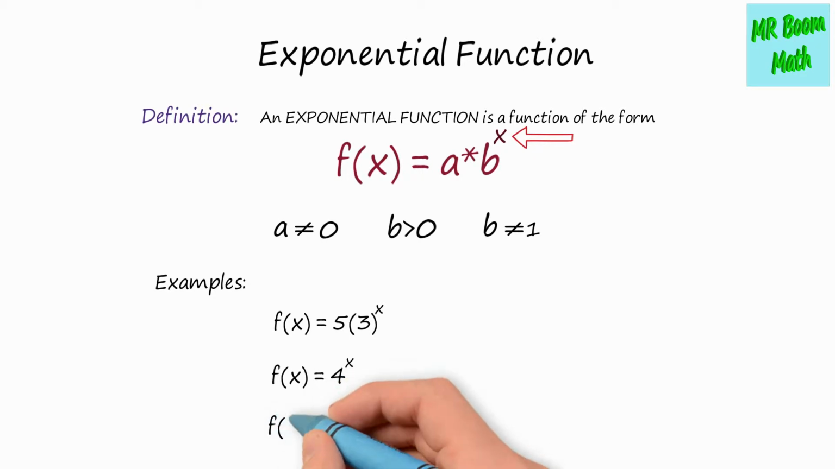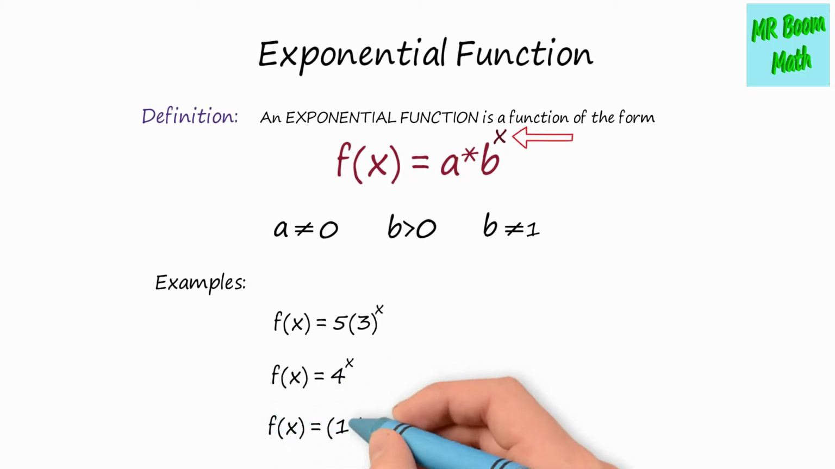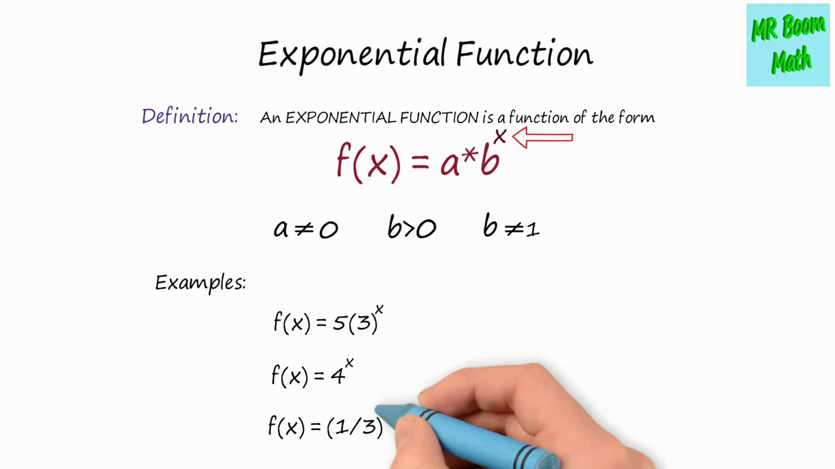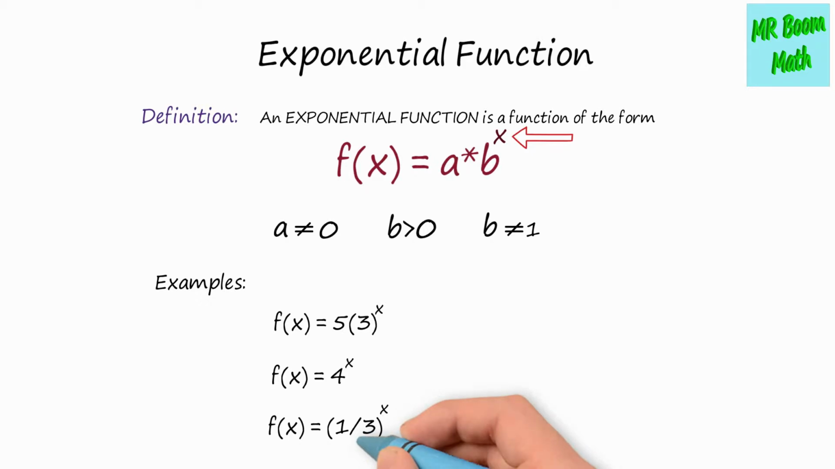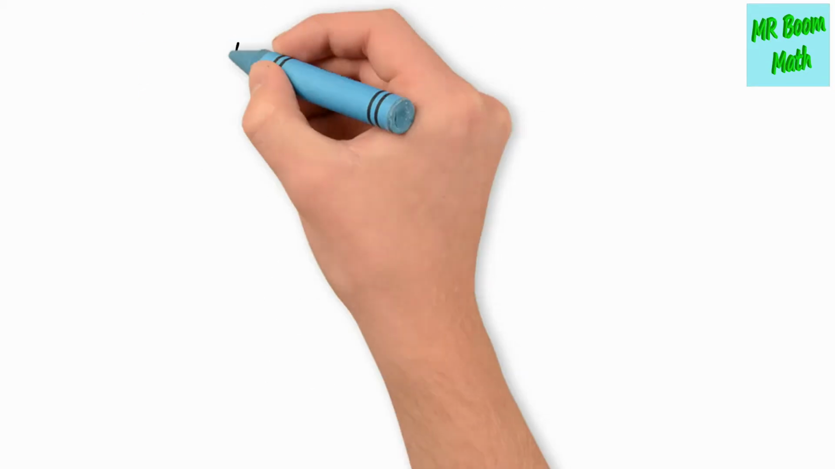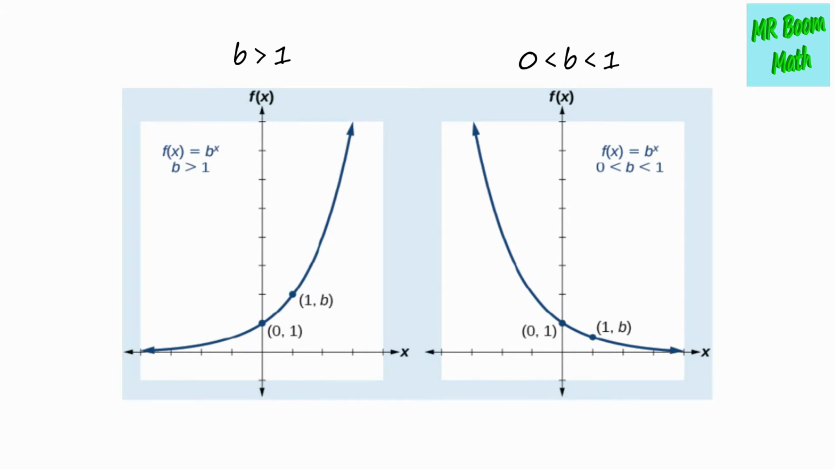The third example, f of x is equal to 1 over 3 raised to the power of x. In this example, a equals 1 and b equals 1/3. Here b is a number less than 1. Here we have to note two cases depending on the value of b: the base b is greater than 1, and the base b is between 0 and 1.